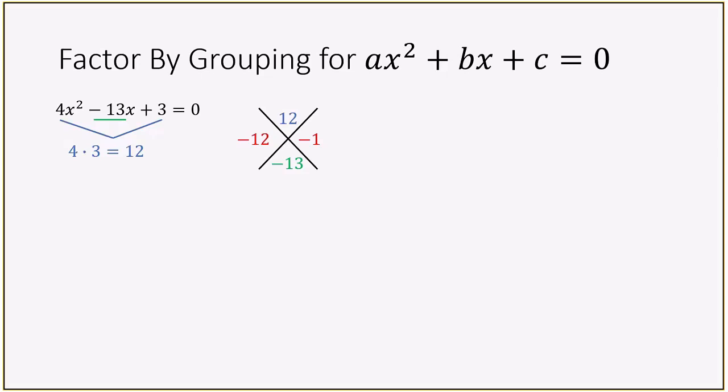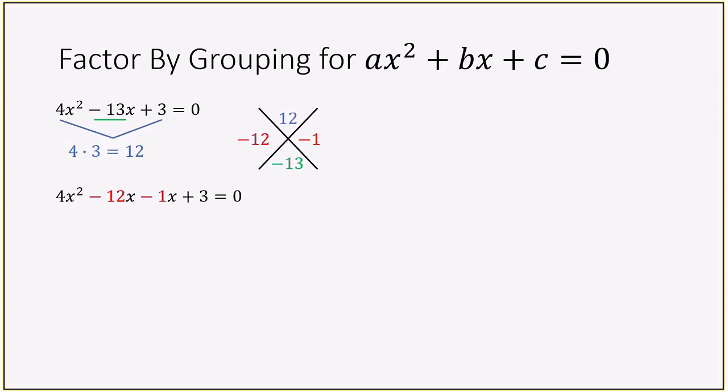Now, I'm going to rewrite my equation with this new information. In particular, I'm not going to change the first term at all. I'm not going to change the last term at all. I still have my 4x squared. I still have my 3. I'm going to change my middle term. So I broke up my middle term, and I took that negative 12 from that big X on the top right, and I took the negative 1 from that as well. And so I'm going to rewrite my equation as 4x squared minus 12x minus 1x plus 3 is equal to 0.